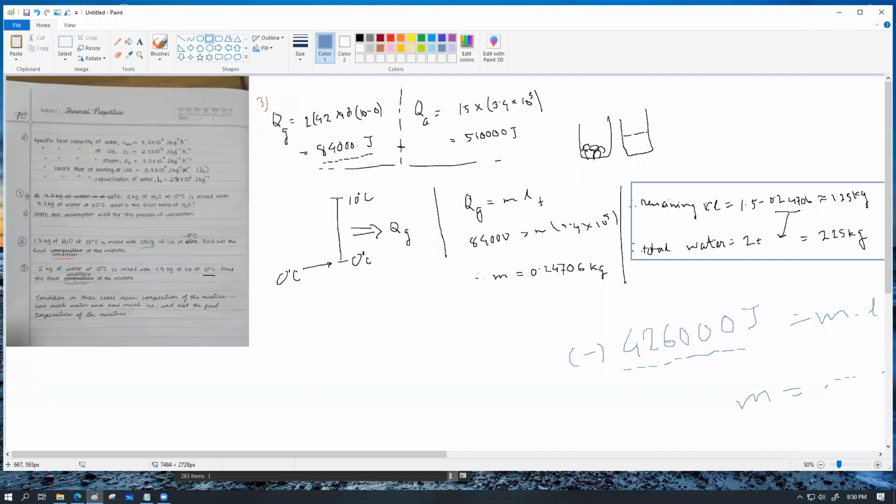Write down question number 4, you'll get your answer a bit later. Write down question number 4: 200 gram of water at 15 degrees Celsius.